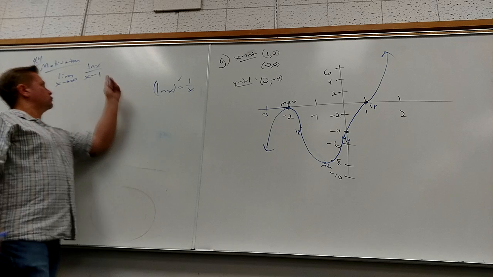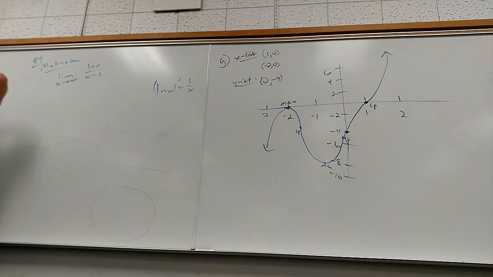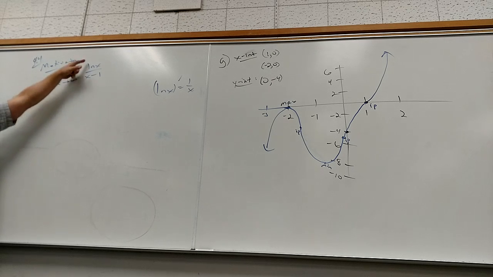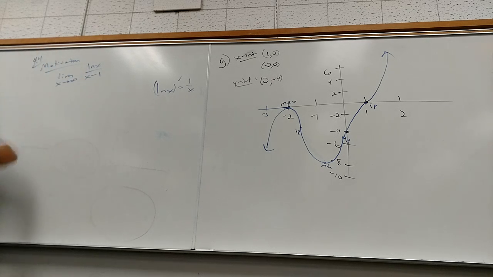So I can't just rewrite ln as 1 over x everywhere I see it. No, it's the derivative. We currently do not have a way to do this besides making a table of values or plugging some big numbers into the calculator, right? I want some way to do this by hand.